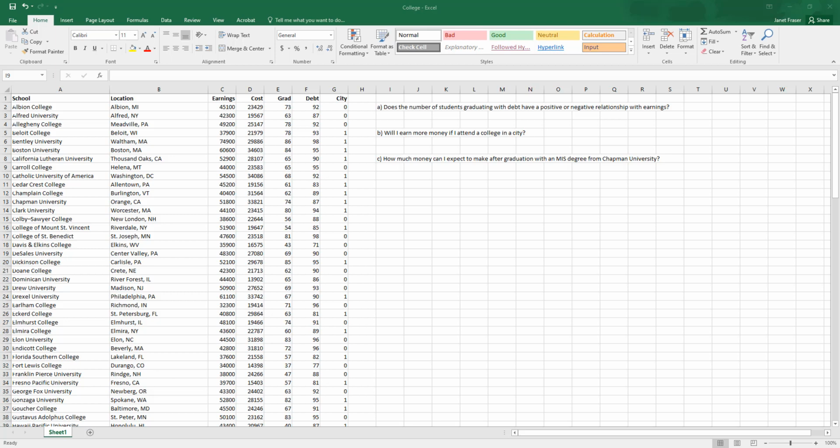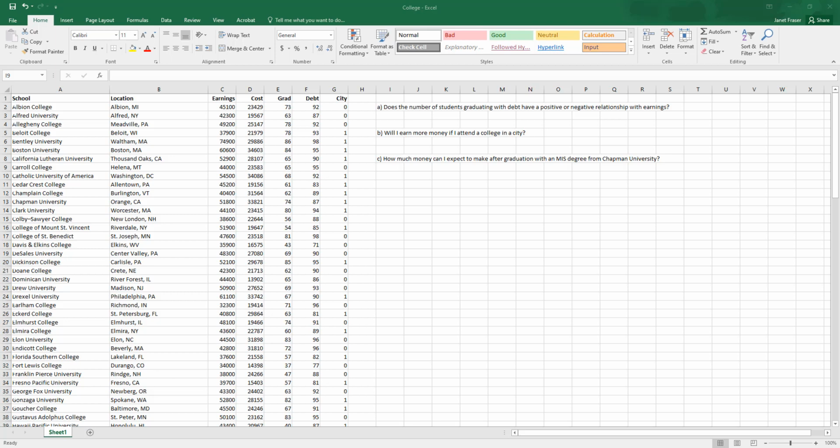So we also have three questions we want to answer with this model. Our first question is whether the number of students graduating with debt has a positive or negative relationship with earnings. Will you earn more money if you attend a college in a city? And if I have an MIS degree from Chapman University, how much money can I expect to make after graduation? So before we can answer those questions, we need to build a model.